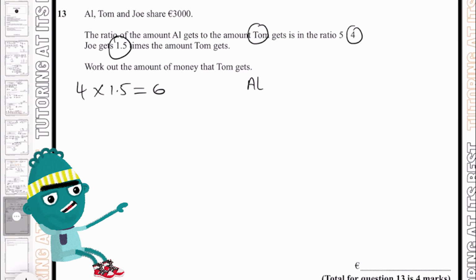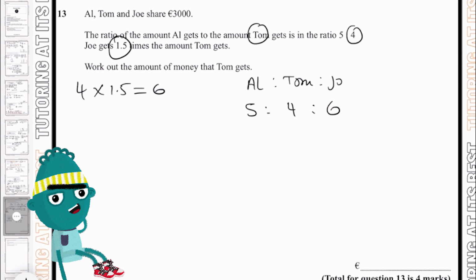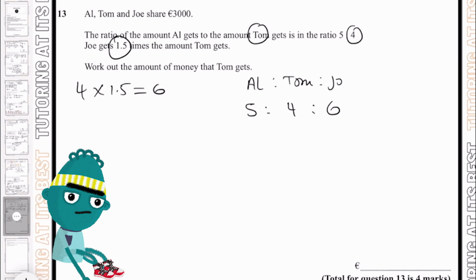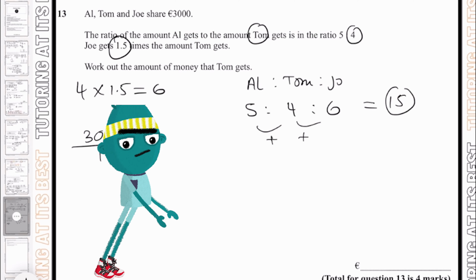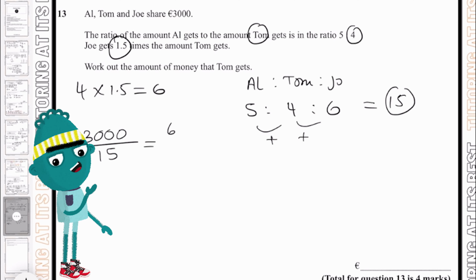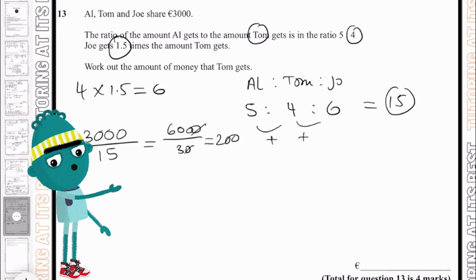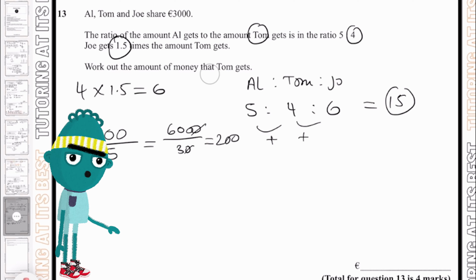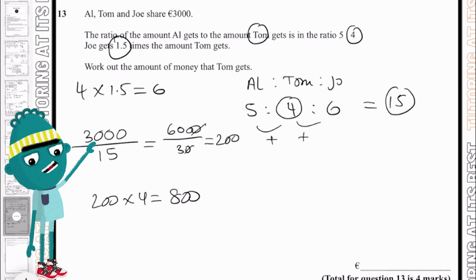And then we can go ahead and write down our ratio here. So we have 5, 4, and 6. We then need to add our ratio here, which gives us 15 in total, before dividing this from 3,000. Again, we can double the numbers, and that will give us 6,000 over 30. We can cut down the zeros and have 600 divided by 3, which gives us 200, before multiplying that to get Tom's value. And we know Tom was 4, so 200 multiplied by 4 gives us 800. So now we know Tom gets 800 euros.